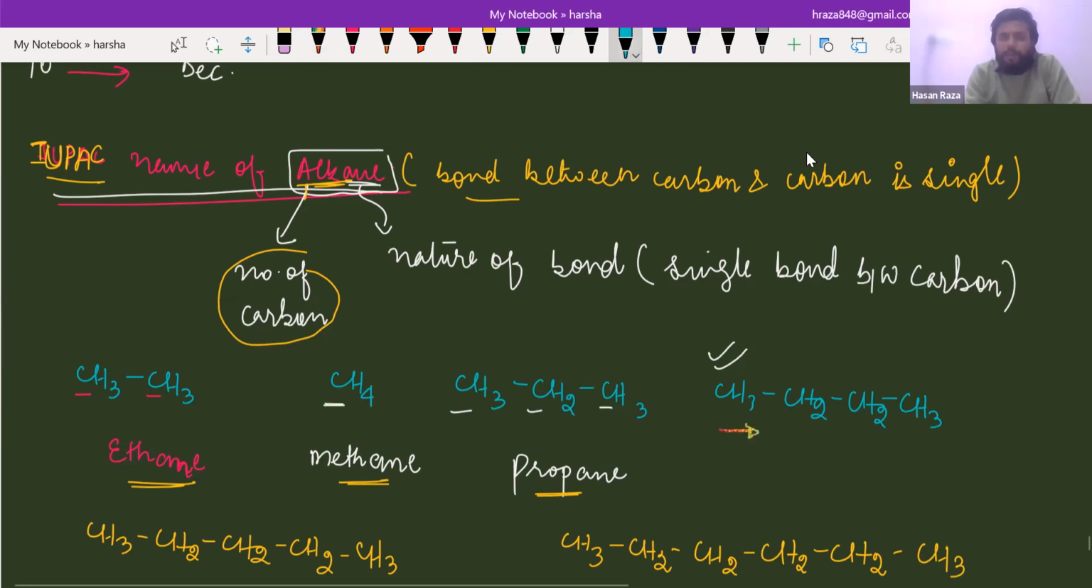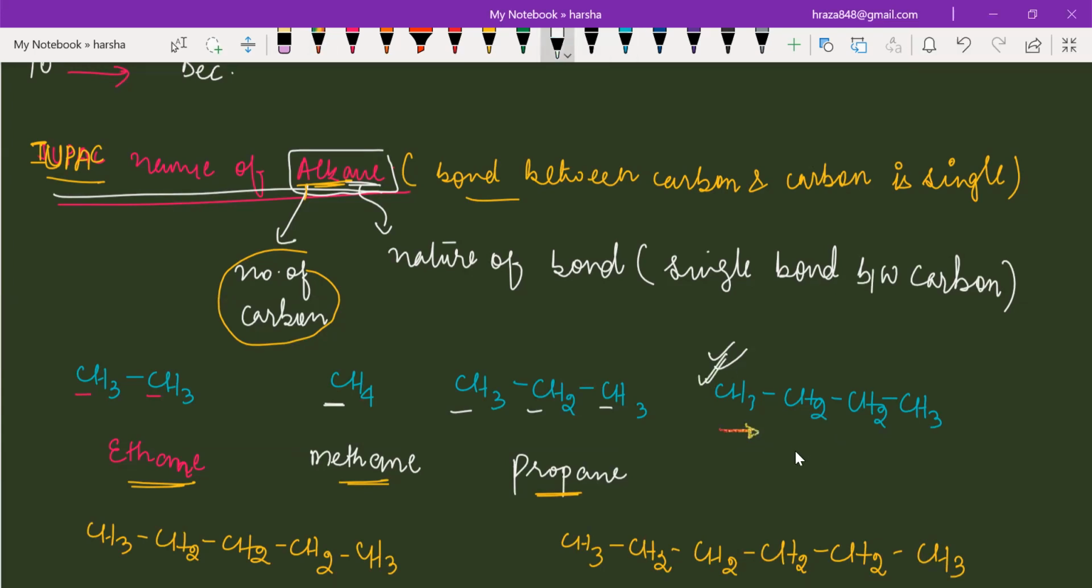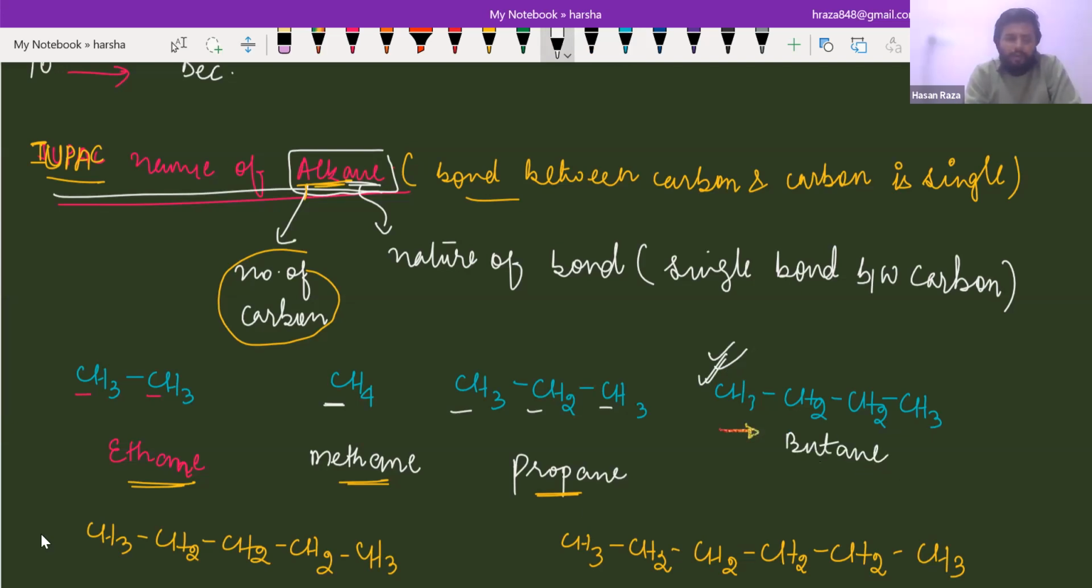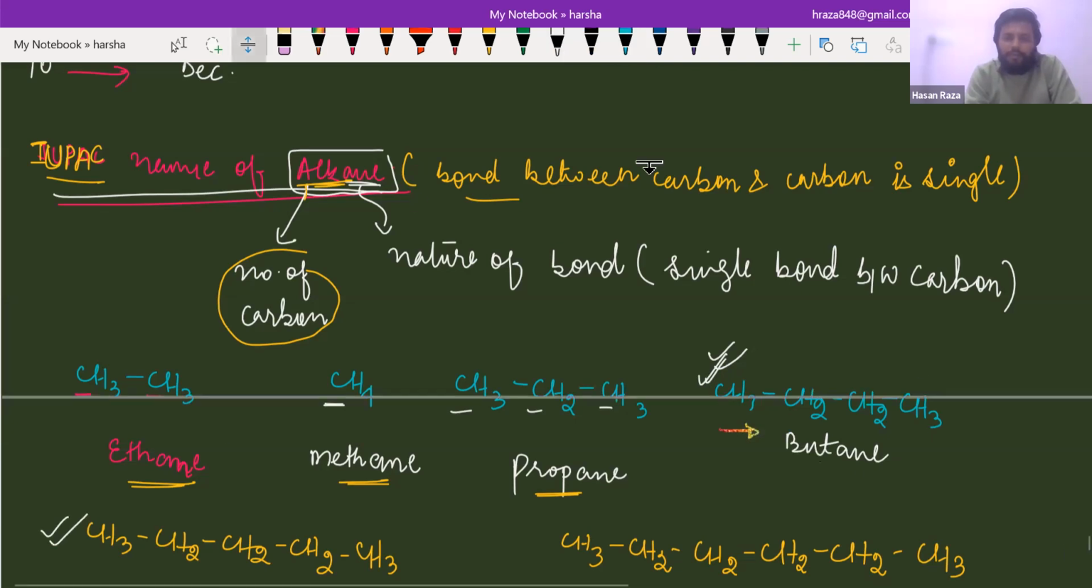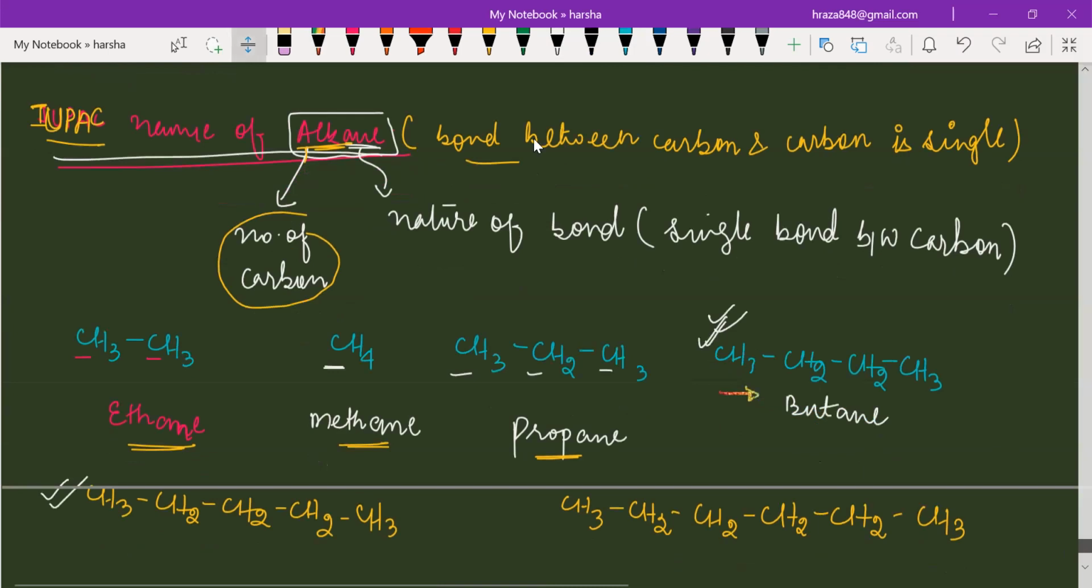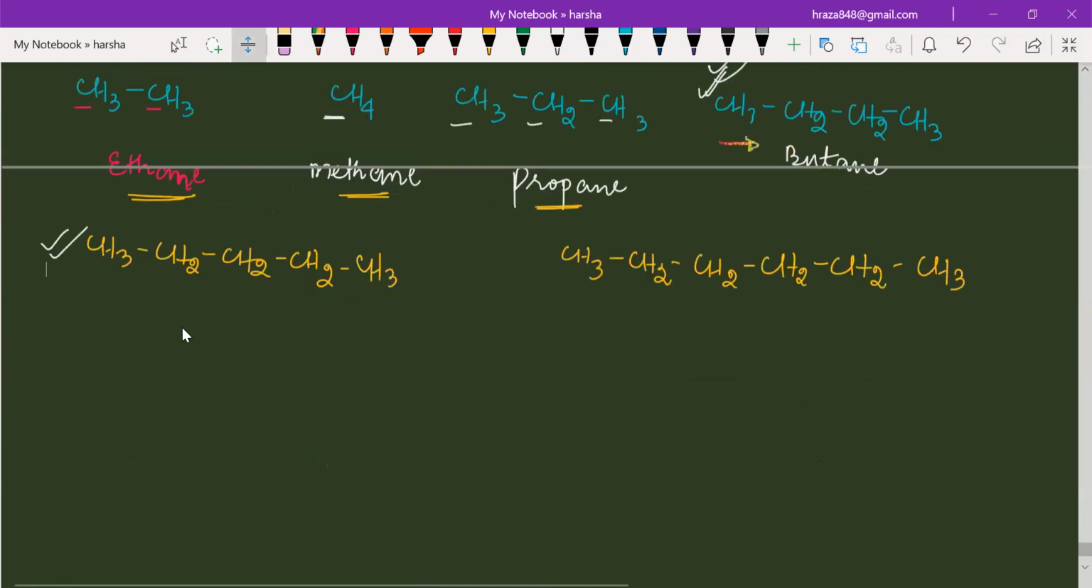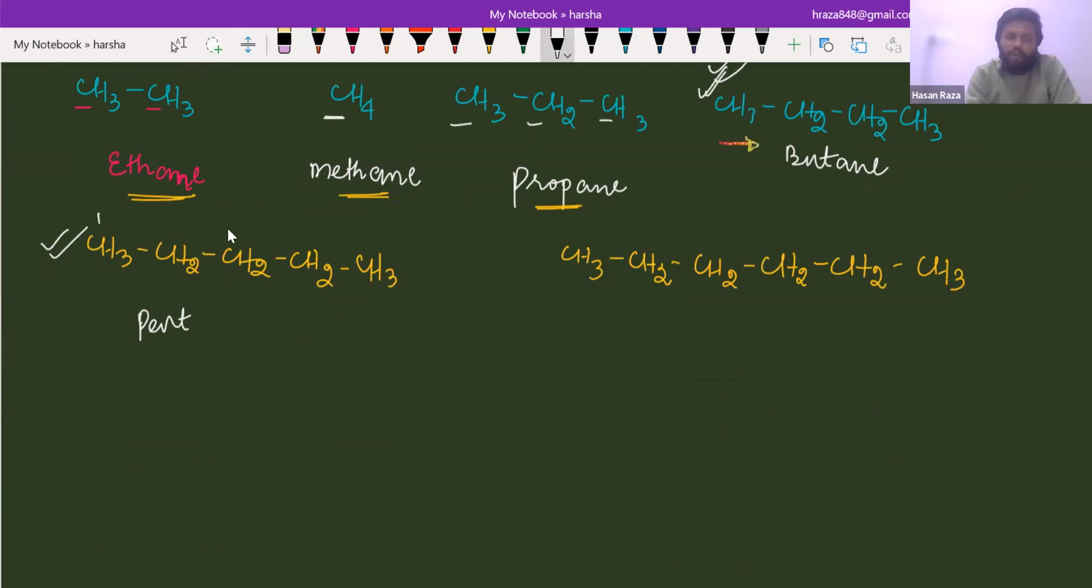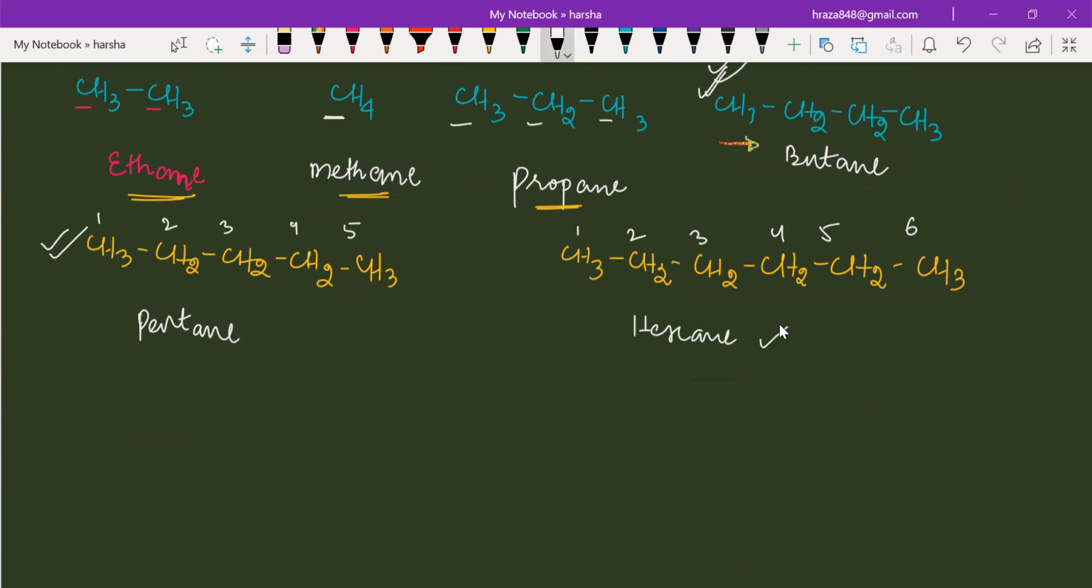Okay. So what is the name of this? Can anyone name it? Butane. Very good. 4 carbon and singly bonded, so it will be butane. What is the name of this? Pentane. Pent means 5 carbons are there. You can see 1, 2, 3, 4, 5, and all are singly bonded. So pent. For this one, you can see 6 carbons are there, and all are singly bonded, so it will be hexane.